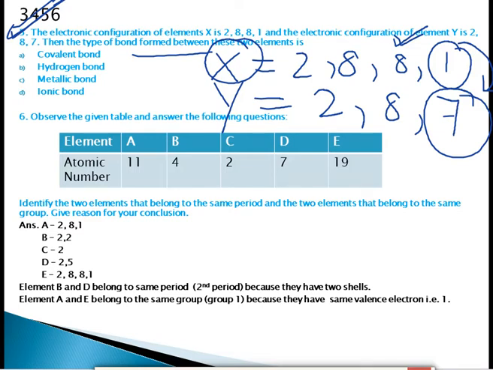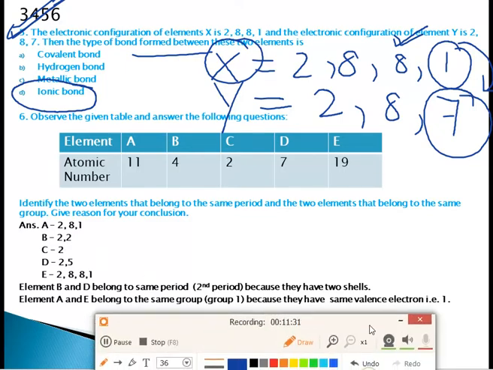So both the elements will become stable by transfer of electron. X will donate its one electron to Y to become stable, and they will form an ionic bond. Bond is formed by the transfer of electron. So in this question, ionic bond is formed. Next we have question number 6.